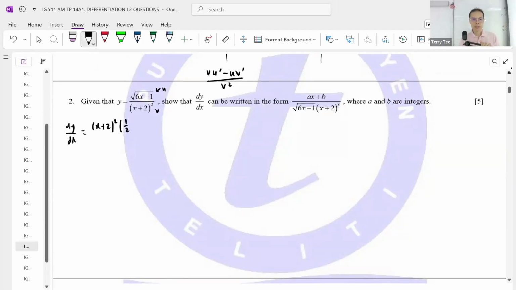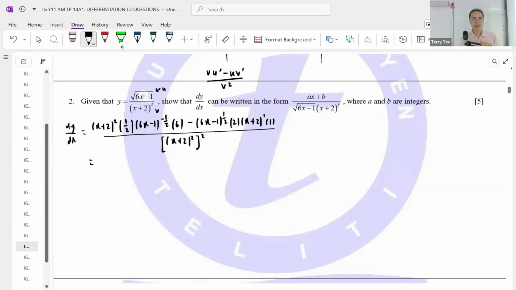U prime: bring the power down, copy the bracket, reduce the power by 1, differentiate inside. Copy your U, 6x minus 1 power half. Differentiate your V: bring the power down, copy the bracket, reduce the power by 1, differentiate inside, still 1. You can write it or not. Divide by V squared, which is x plus 2 in square brackets, squared.